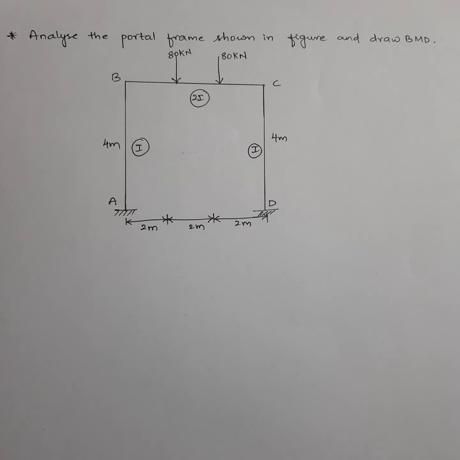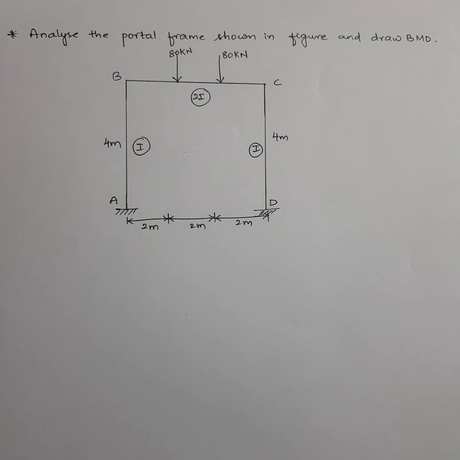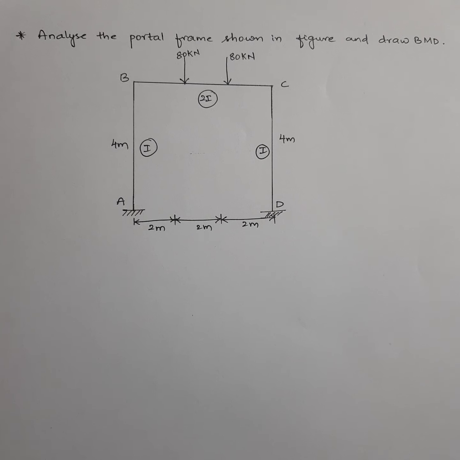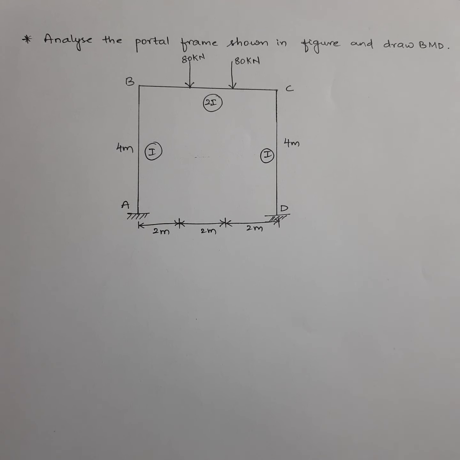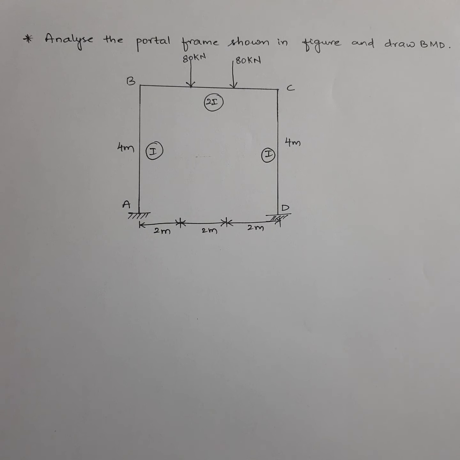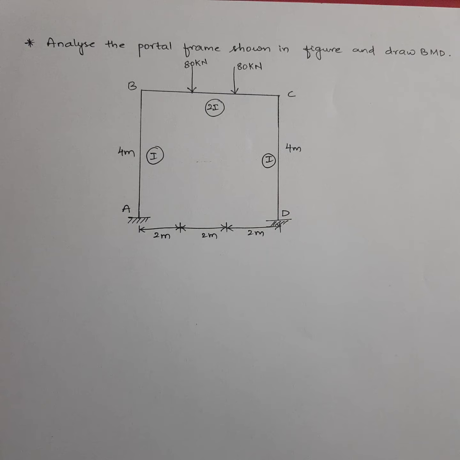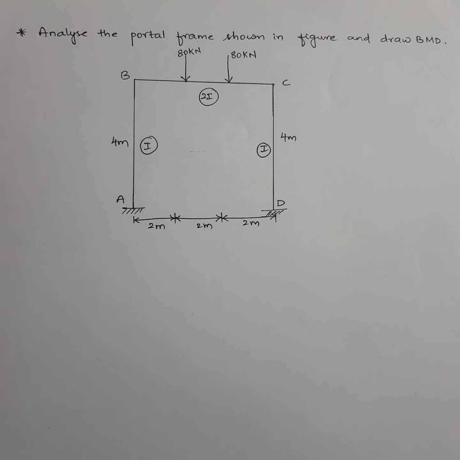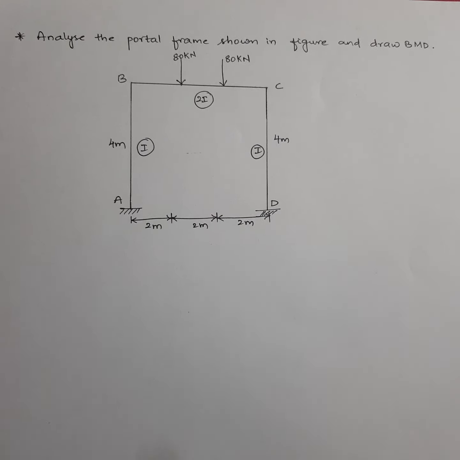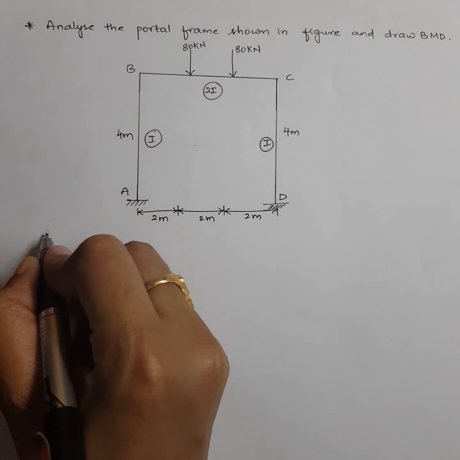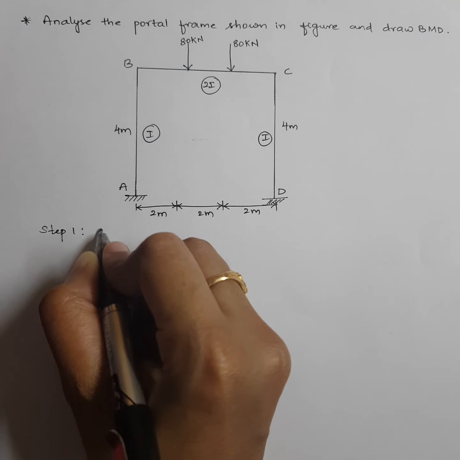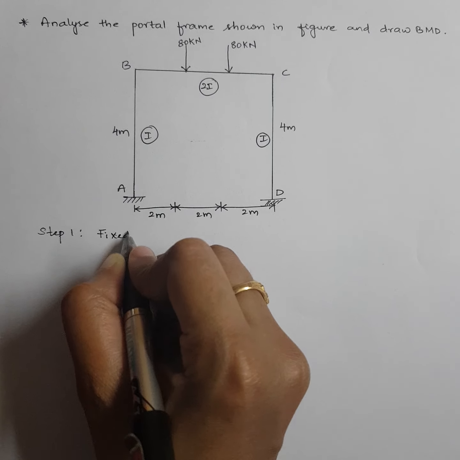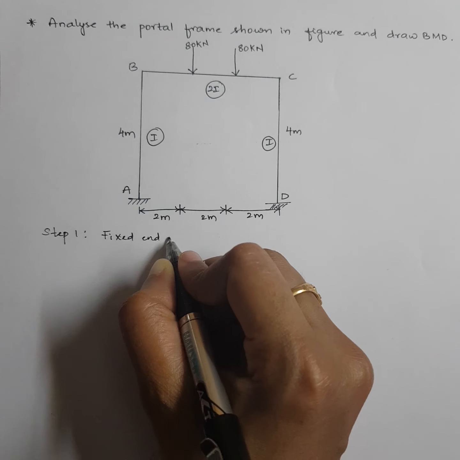So you observe you have a portal frame ABCD and you have two point loads acting on the beam BC, and the columns AB and CD are subjected to no loading. Now let's continue. We'll apply the slope deflection method. So what is our first step in slope deflection method? Writing the fixed end moments. So step 1, fixed end moments.